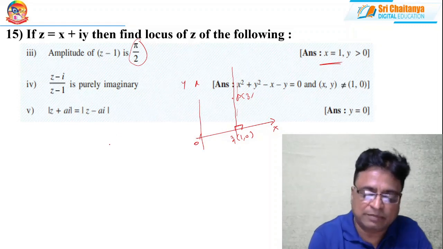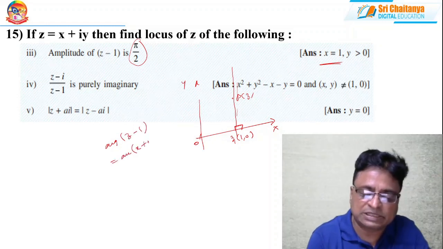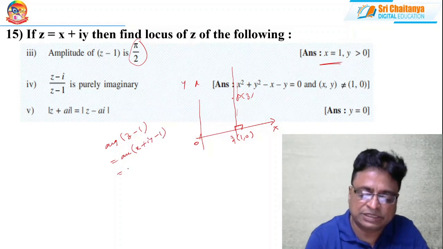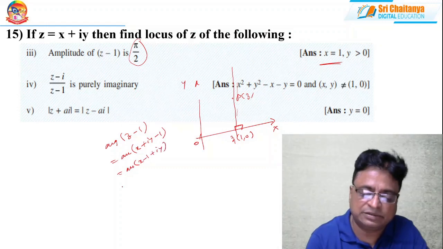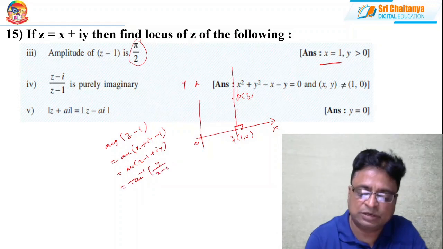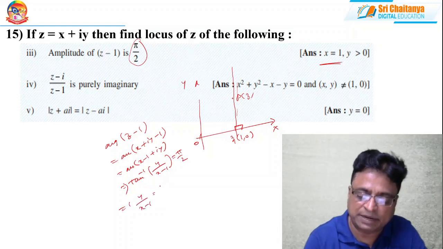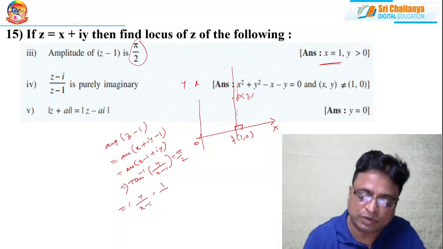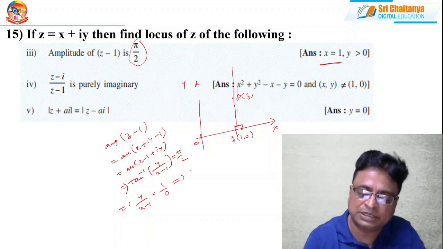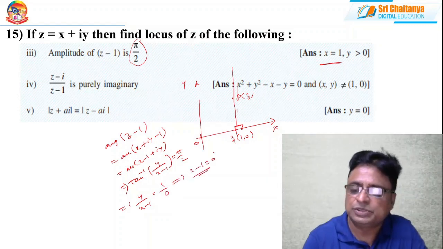Because argument of z minus 1 is what? Argument of x plus iy minus 1, that is argument of x minus 1 plus iy, that is tan inverse of y by x minus 1, which is equal to pi by 2 as given. That is y by x minus 1 is equal to tan pi by 2, that is infinity, that is 1 by 0. After cross multiplication, x minus 1 equals 0. So x is equal to 1.